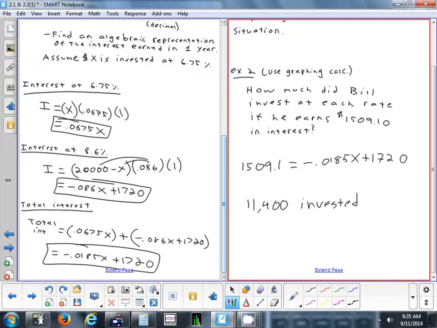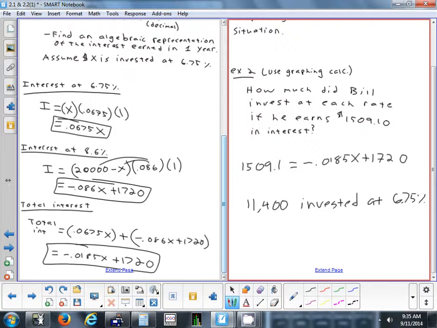Okay, so when we plug it in, that's what's happening algebraically, definitely. But what does this represent in the real problem? So algebraically, Marina just went through and explained what's happening with the 11,400. But this is the amount of money that's going into which account in the problem? 6.75%. Right. This is the amount of money that Bill's investing at 6.75%.